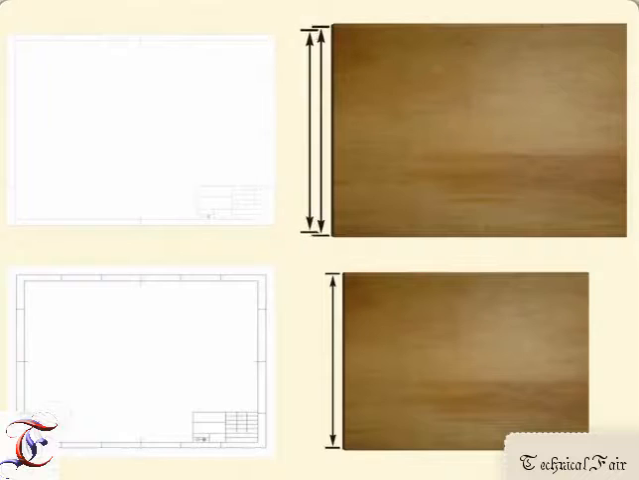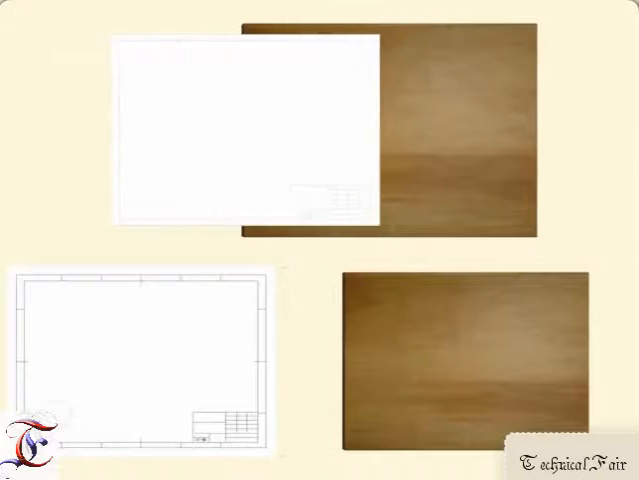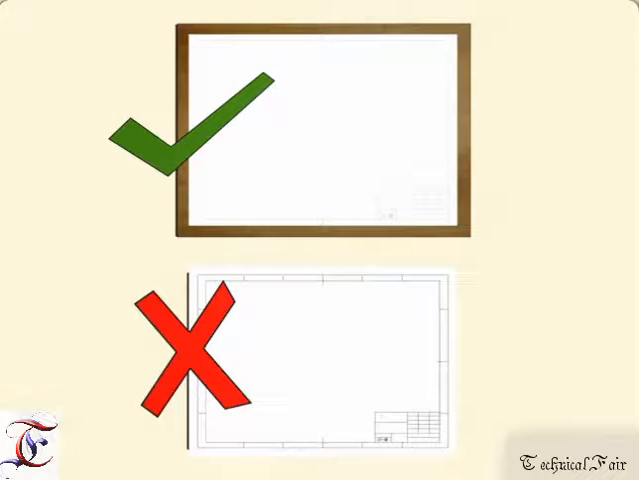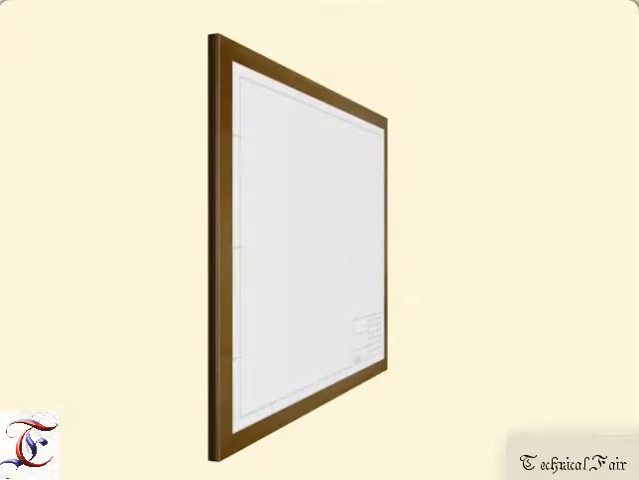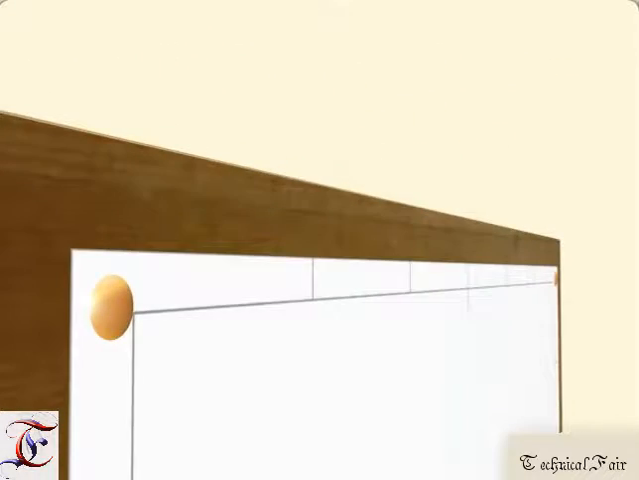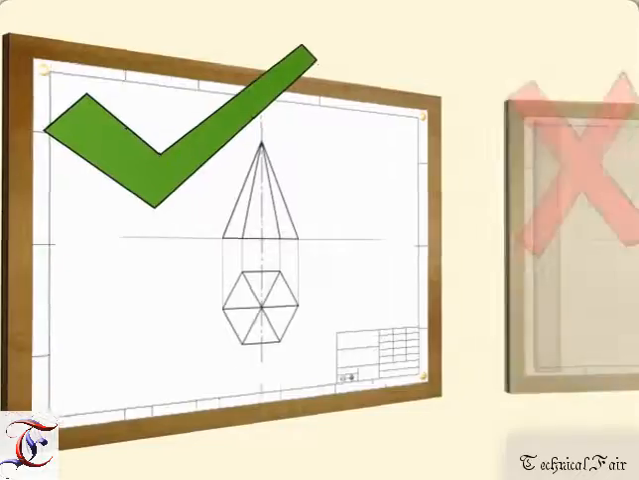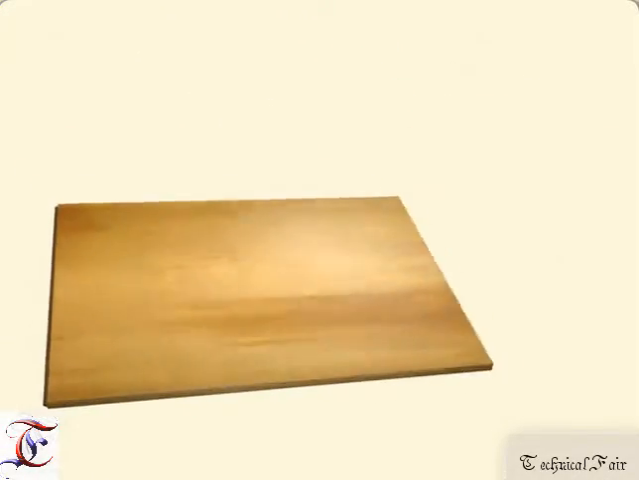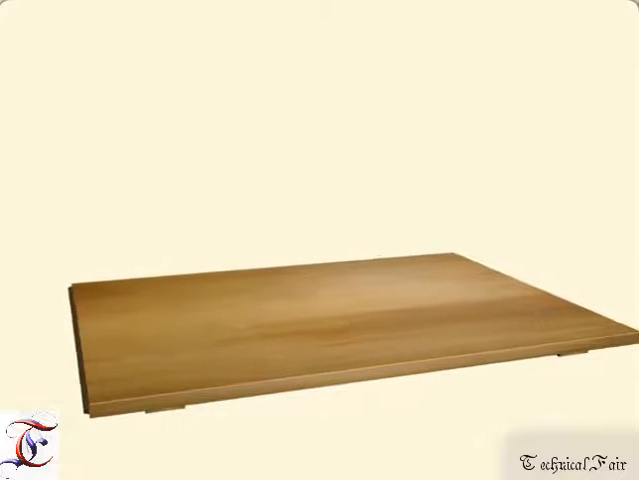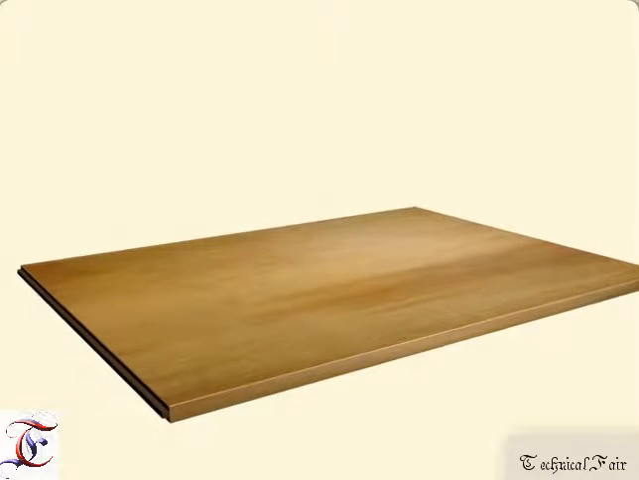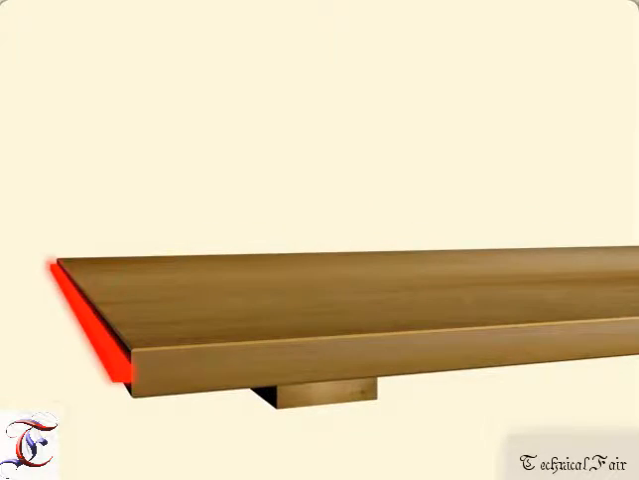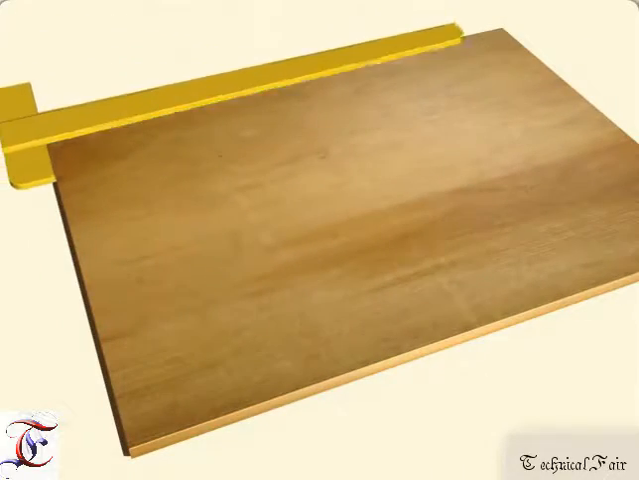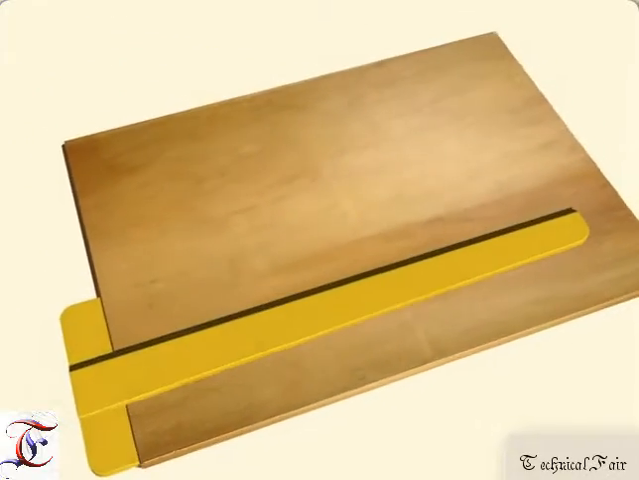Before you start drawing, always make sure that the size of drawing paper is less than the size of the drawing board. Also make sure that paper is fixed properly with drawing pins and it is smooth without any wrinkles or folding marks. The drawing board is a plain and smooth surface used for drawing purpose. The ebonite edge of the drawing board facilitates smooth movement of T-square.